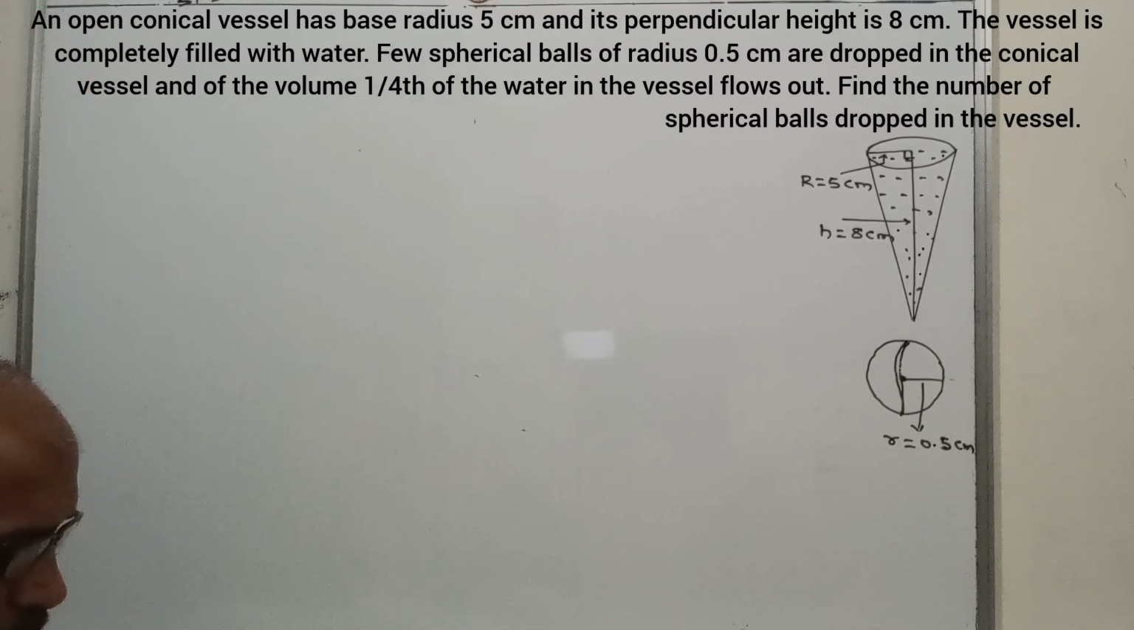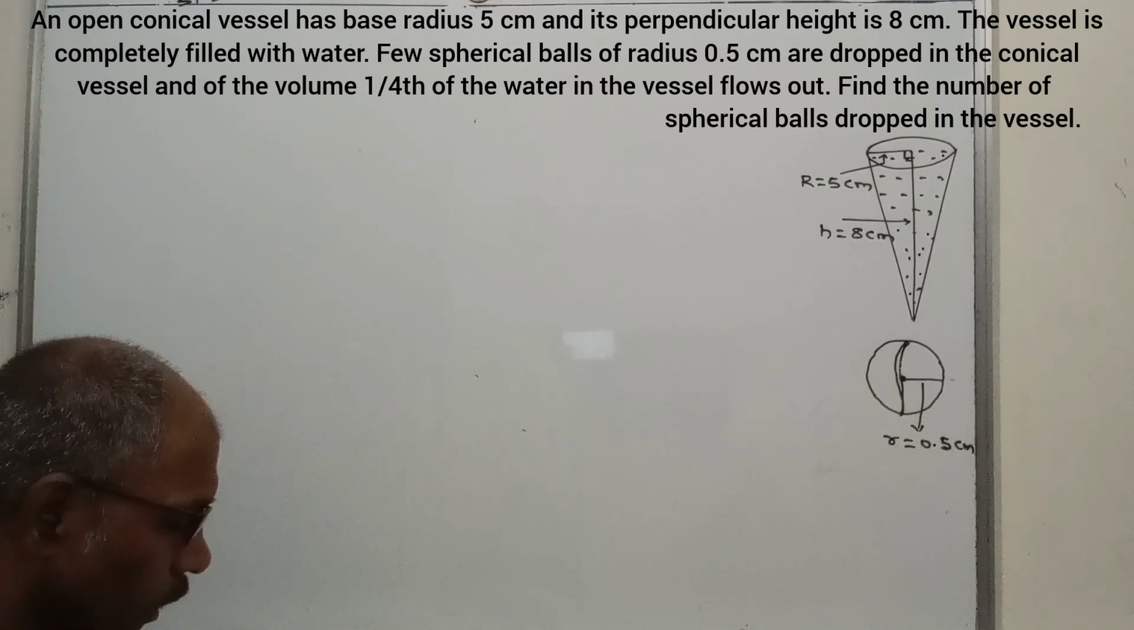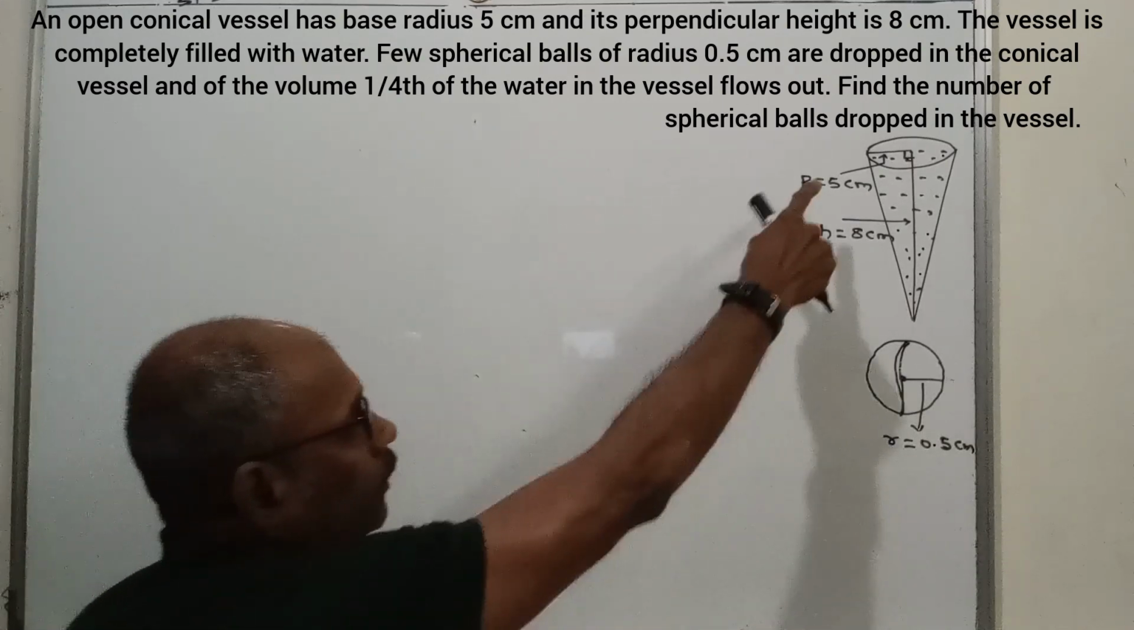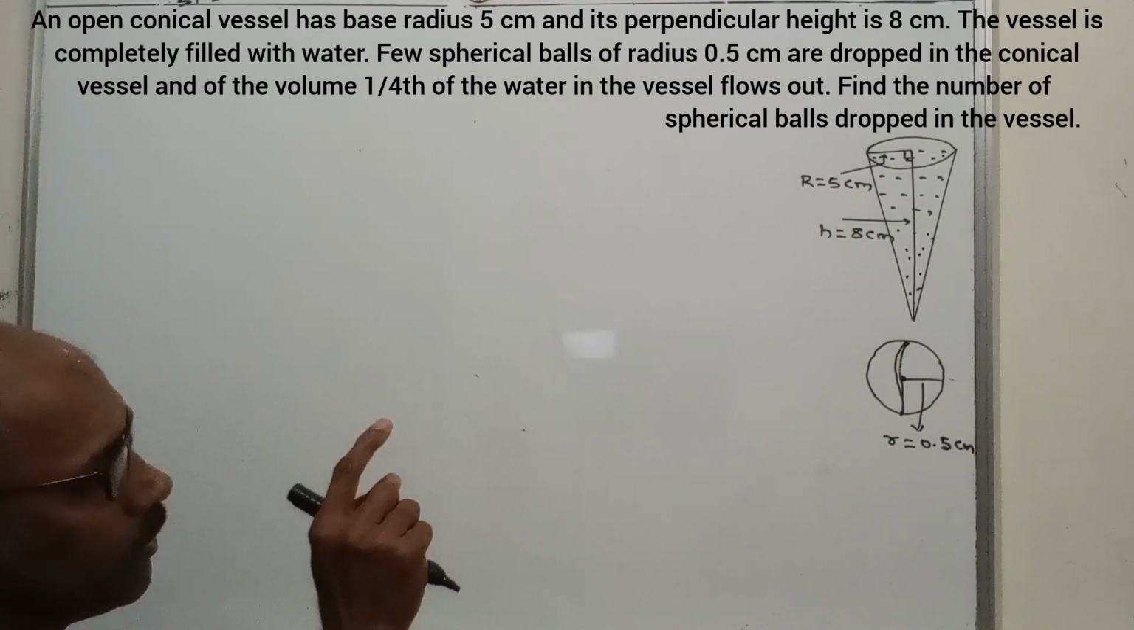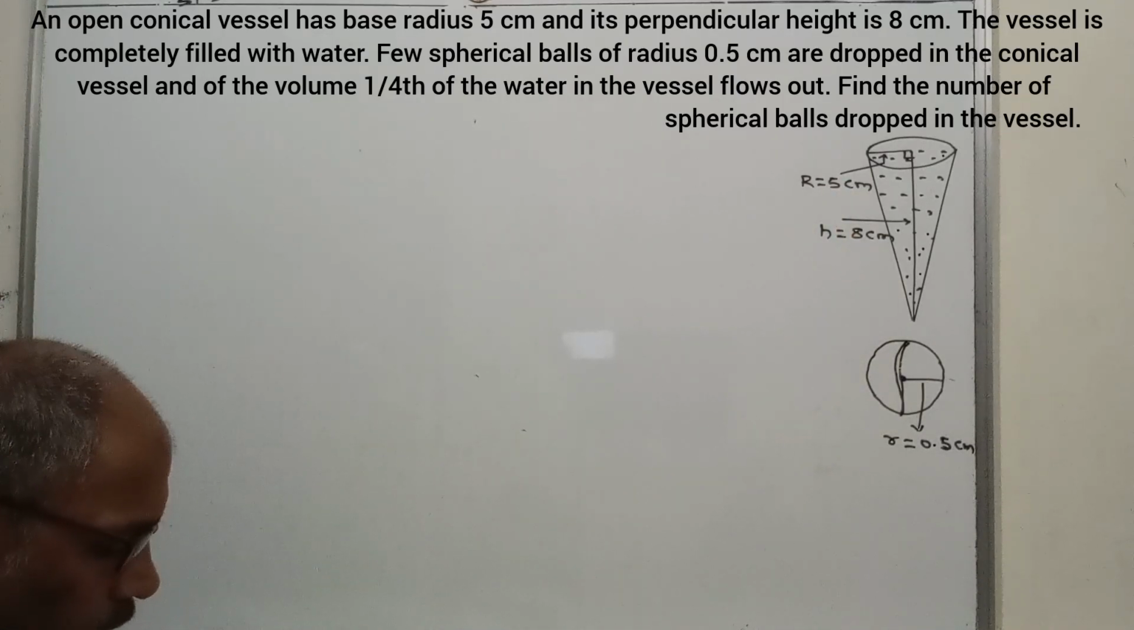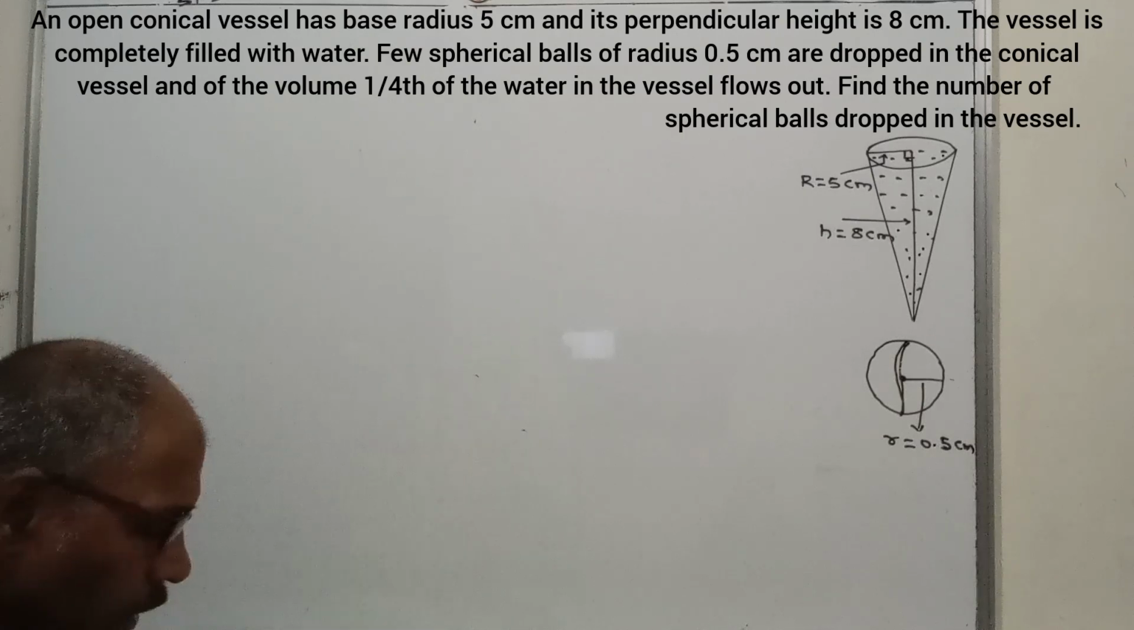An open conical vessel has a base radius 5 centimeter. Its perpendicular height is 8 centimeter. See this radius, base radius 5 centimeter and perpendicular height is 8 centimeter. The vessel is completely filled with water.